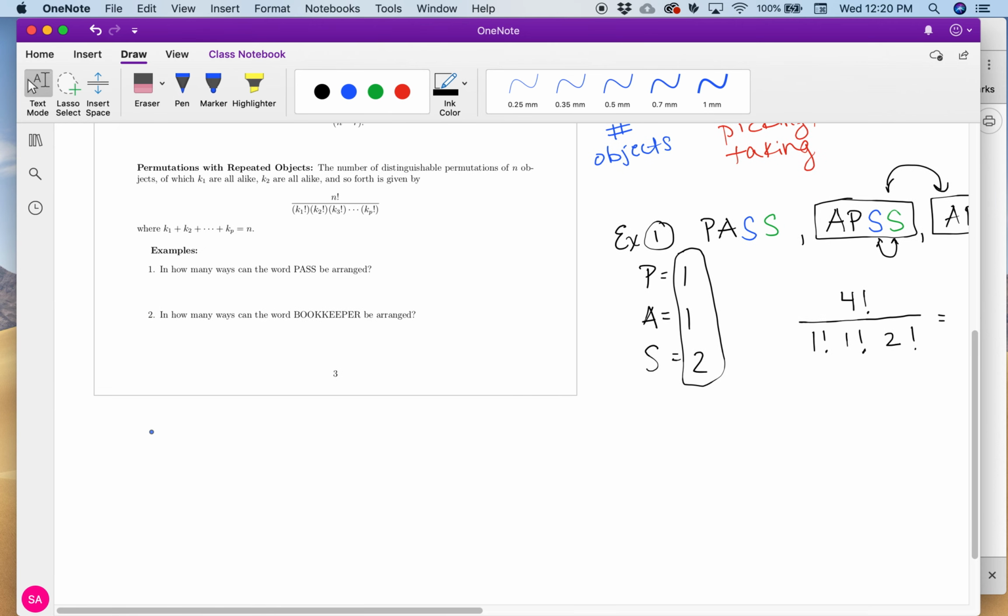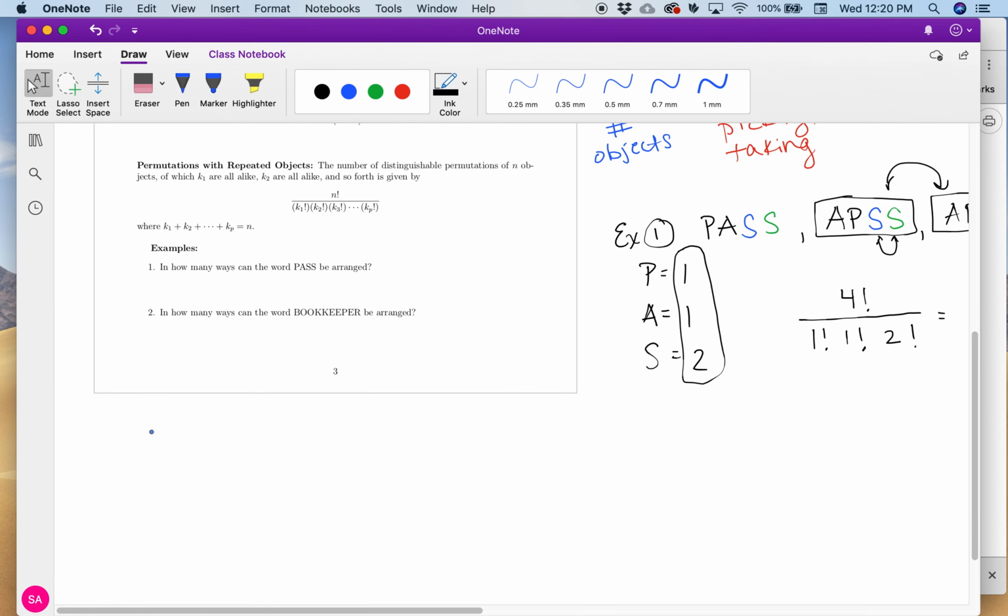Now, let's look at a bigger example, and we're definitely not going to write out all the different orderings for BOOKKEEPER. That's a pretty long word. So how do we do this? What I would like to do first is go through and look at all the letters and write out how many of each there are.